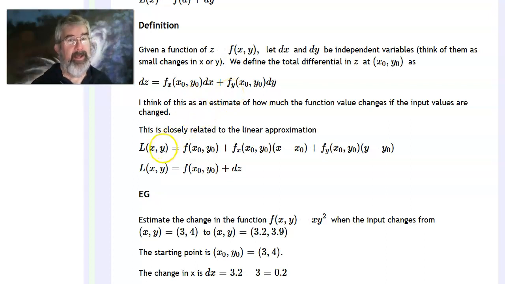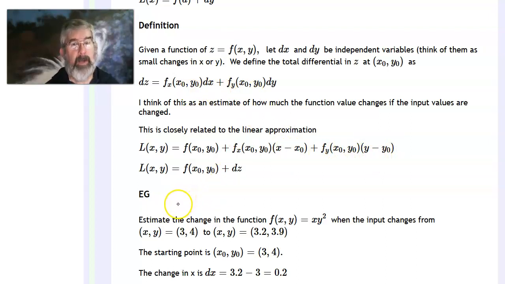Right? And again, this is really closely related to the linear approximation, because the linear approximation at x0, y0 is f of x0, y0 plus the partial of f with respect to x at x0, y0 times the change in x, plus the partial with respect to y at x0, y0 times the change in y. These last two terms are dz. This is a little change in x, that's the dx. This is a little change in y, that's the dy. It looks exactly like that.